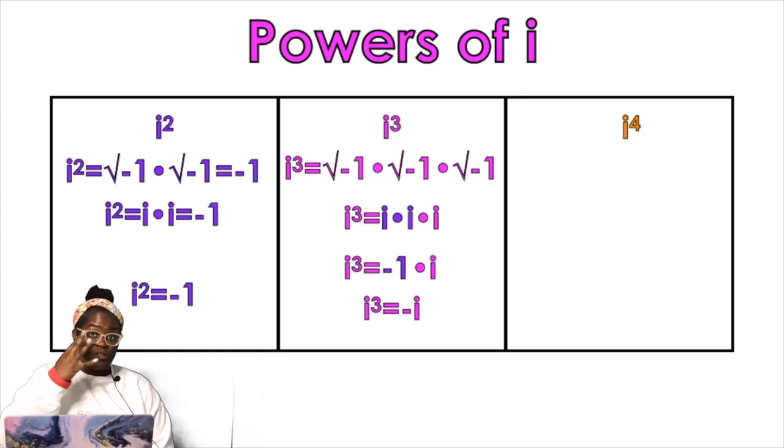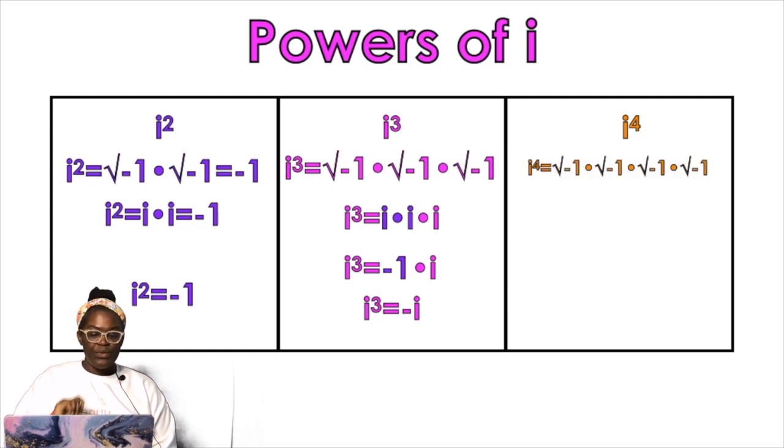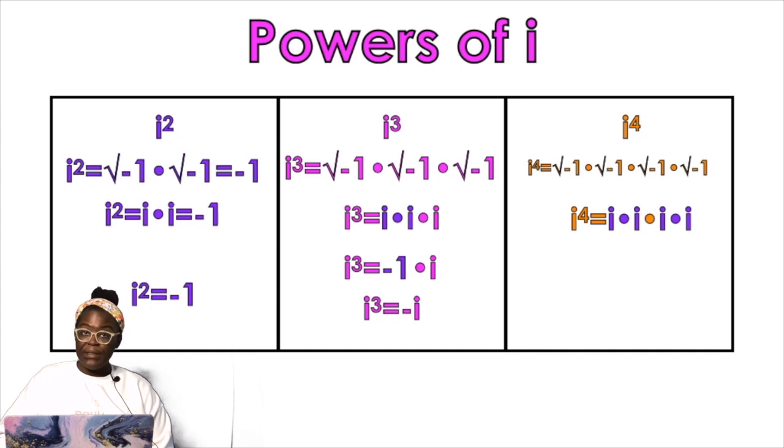So now we're gonna go on to the fourth one, right? So we're gonna do i to the fourth power. So I have the square root of negative 1 four times repeated, right? But we already know that that's really 4 i's repeated, right?